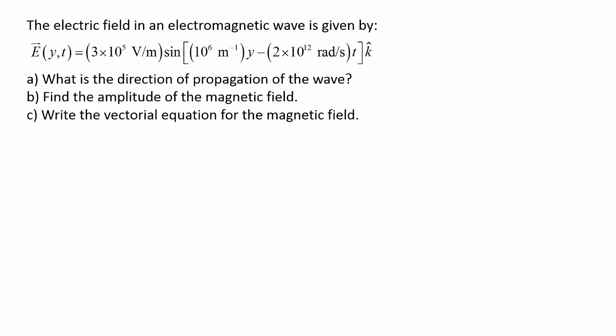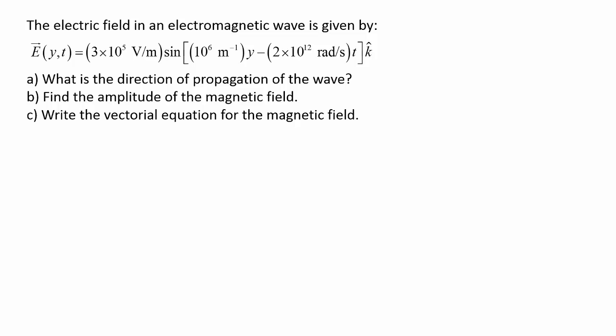The electric field in an electromagnetic wave is given by this equation. Using it, you need to find the direction of propagation of the wave, the amplitude of the magnetic field, and you need to write the vectorial equation for the magnetic field.